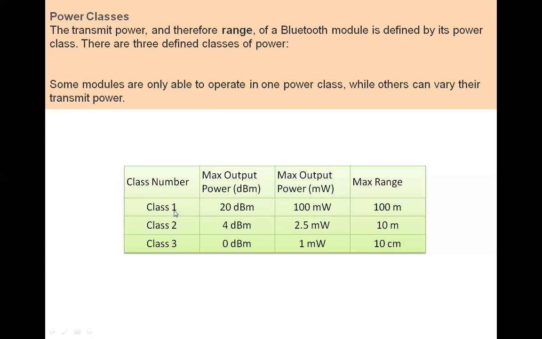In class 1, you can see 20 dBm maximum output power. Similarly, 100 milliwatts of power, and it is for 100 meters maximum range. Class 2 is used for 10 meters. It has 2.5 milliwatts power. And class 3 is 10 centimeters, it requires 1 milliwatt power.